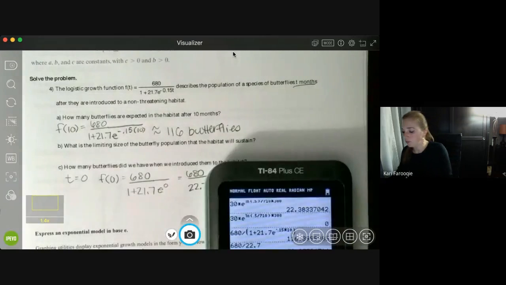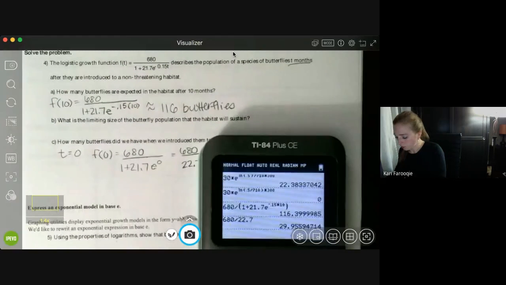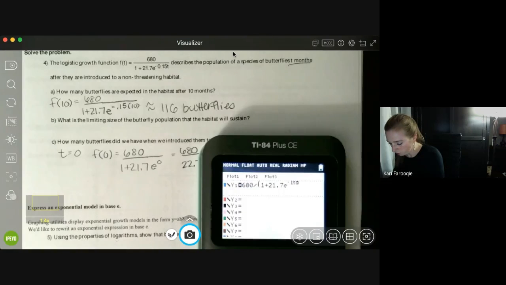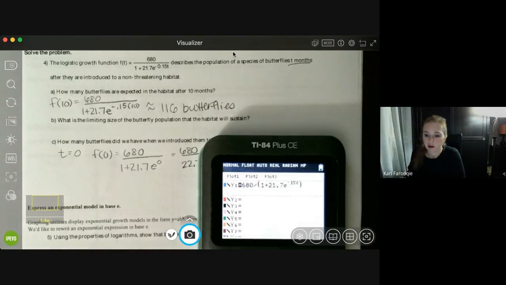Let's go ahead and look at this function in our graphing calculators. So we have F of T, and we're going to use X here instead of T just for purposes of our graphing calculators. 680 divided by 1 plus 21.7 e to the negative 0.15 x. Don't put in T. We're not in parametric mode. And I'm going to make sure I entered this correctly. 1 plus 20.7 e to the negative 0.15 x.